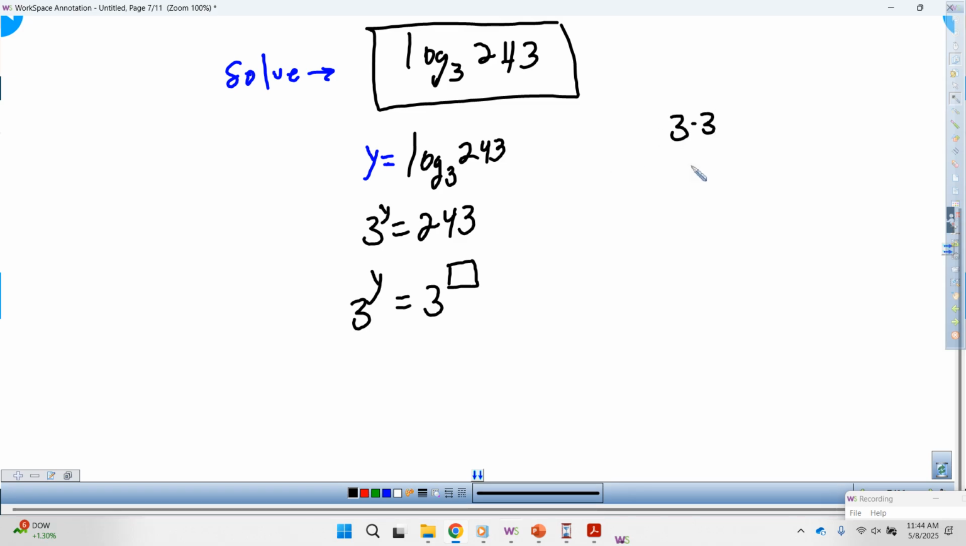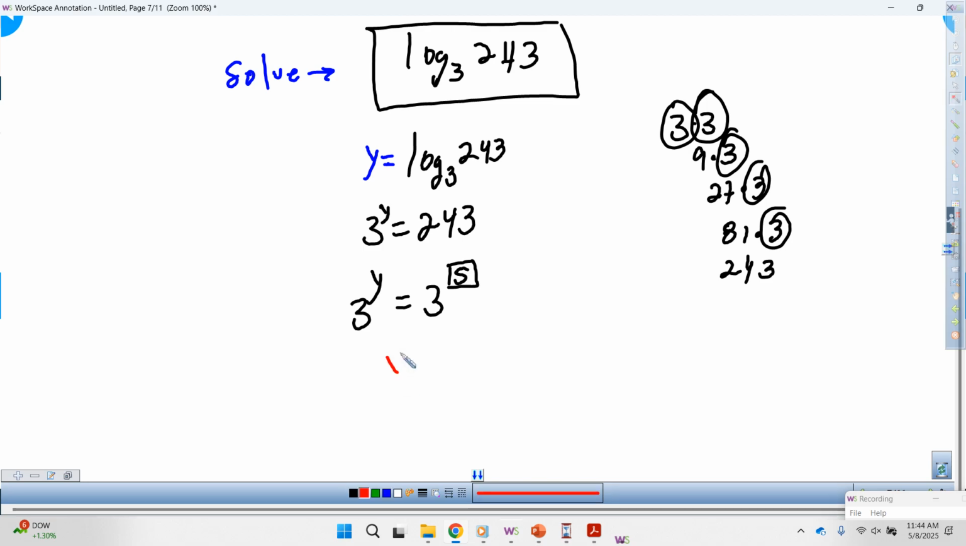Let's try it. 3 times 3 is 9. Times 3 is 27. Times 3 is 81. Times 3, 3 times 1 is 3, 3 times 8 is 24. There it is, 243. So how many times is that? 1, 2, 3, 4, 5. Therefore, the answer is y equals 5. From 1 to 5, how comfortable are you now with solving after we rewrite? Yeah, 5, 5, 5. Yeah, we did this practice last night.